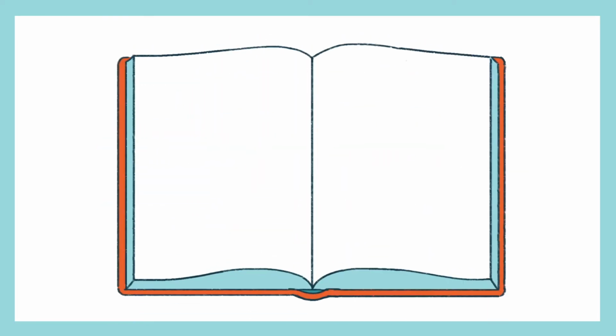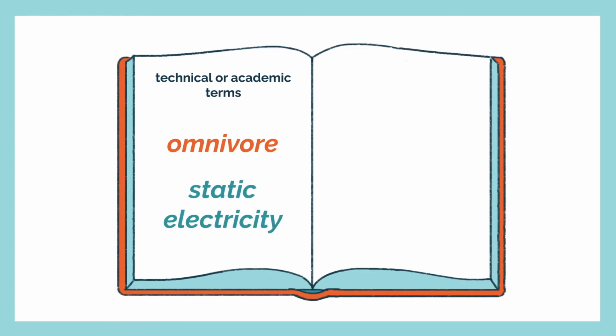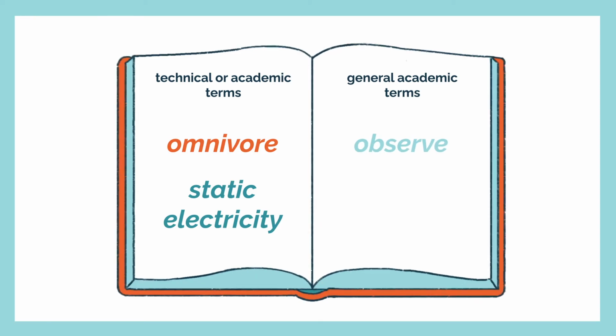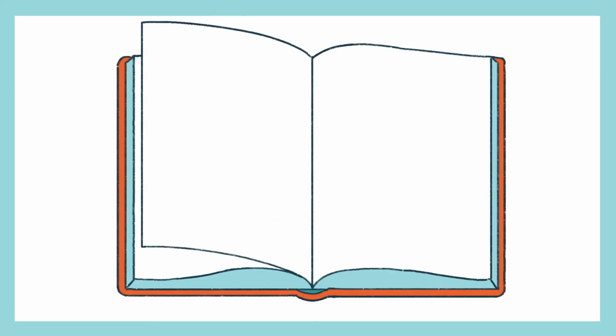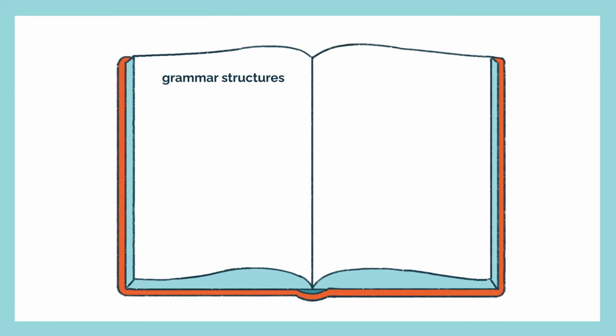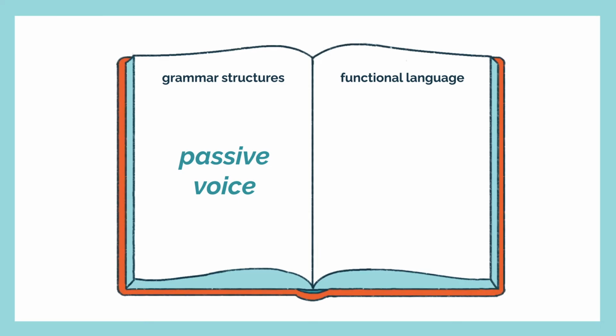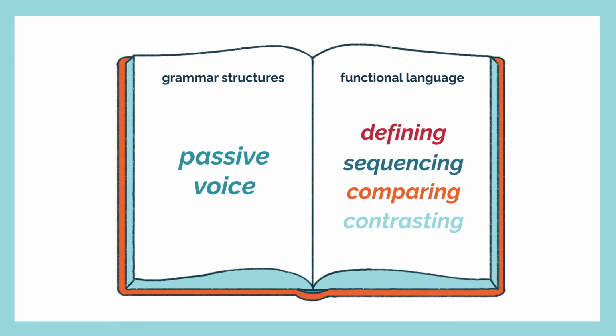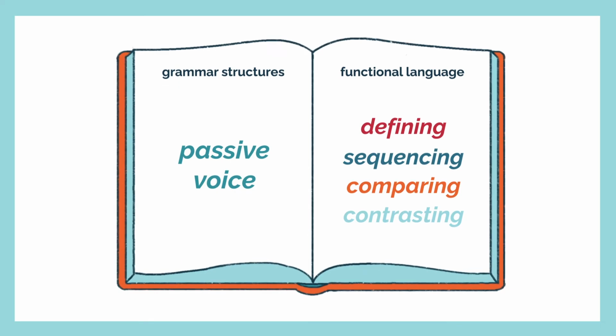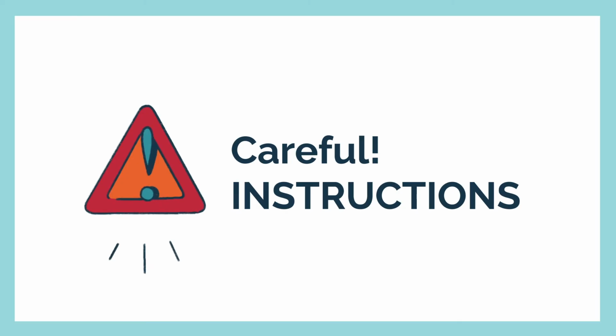It includes technical or academic terms like omnivore or static electricity, and general academic terms like observe or hypothesize. It also includes grammar structures such as the passive voice, and functional language, such as the language for defining, sequencing, or comparing and contrasting. The next parameter refers to the language of instructions.